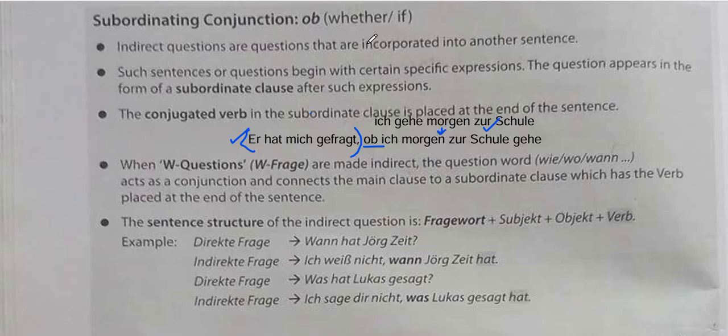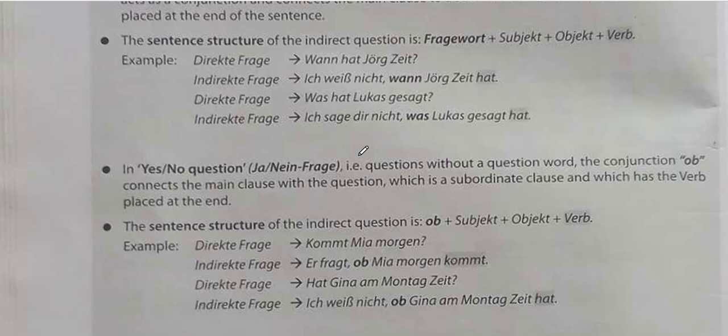Now, when W questions, W-Fragen, are made indirect, the question word wie, wo, wann, wie is how, wo is where, wann is when, acts as a conjunction and connects the main clause to the subordinate clause, which has the verb placed at the end of the sentence. Don't get confused. All they're saying is that, like with ob, if there are question words, the second position verb will always go at the end.